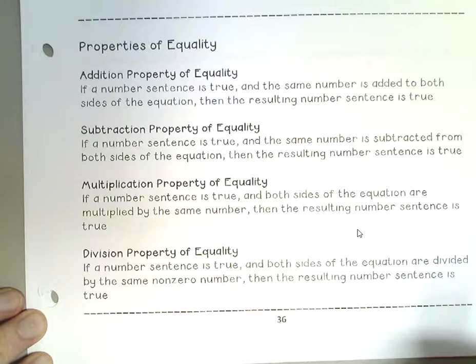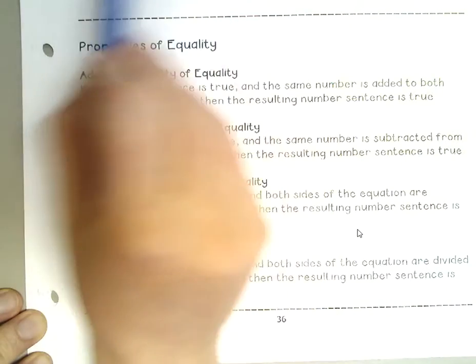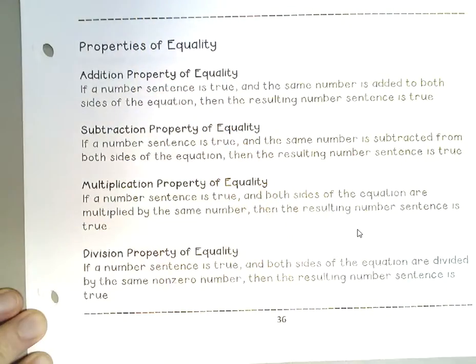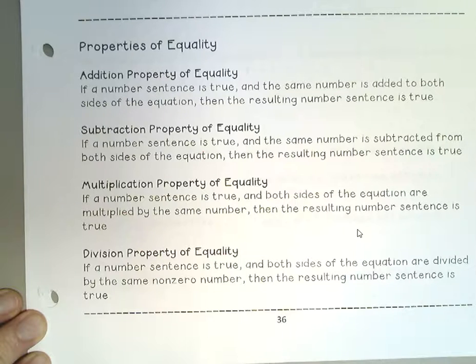Multiplication property of equality. If a number sentence is true and both sides of the equation are multiplied by the same number, then the resulting number sentence is true. So in our previous example, when we multiply our expression by negative 2, we are going to do the same thing with the other expression. We also multiply by negative 2. And my results, both expressions will have the same answer. They are going to be equivalent.